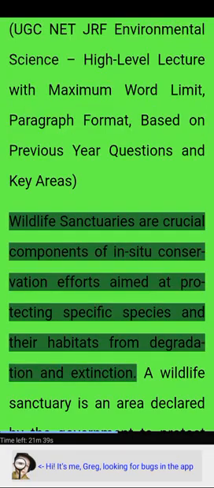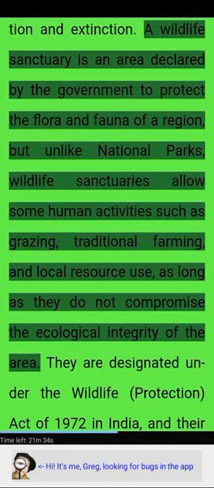Wildlife sanctuaries are crucial components of in situ conservation efforts aimed at protecting specific species and their habitats from degradation and extinction. A wildlife sanctuary is an area declared by the government to protect the flora and fauna of a region, but unlike national parks, wildlife sanctuaries allow for human activities such as grazing, traditional farming, and local resource use, as long as they do not compromise the ecological integrity of the area.